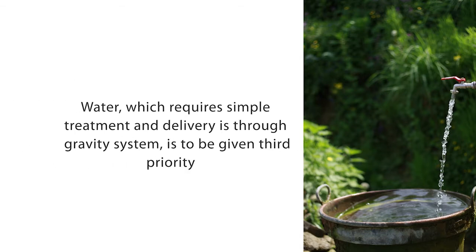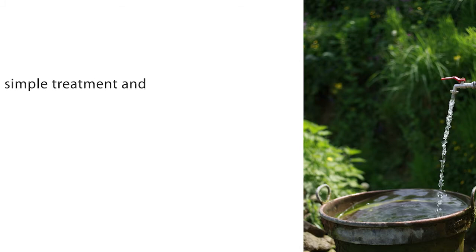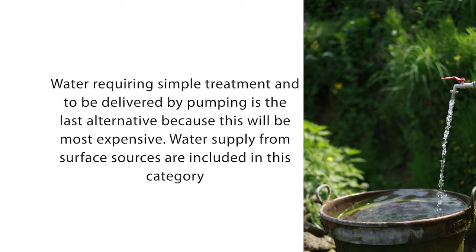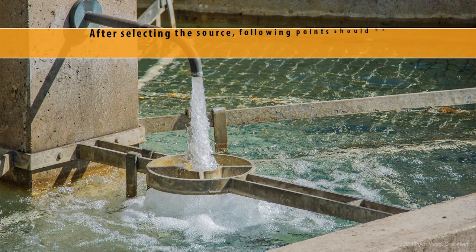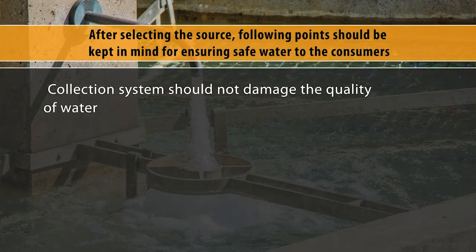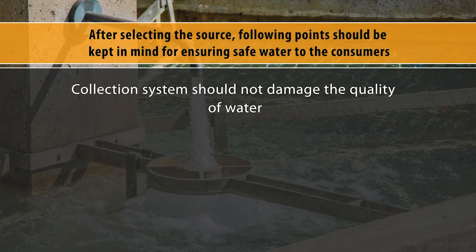Water which requires simple treatment and delivery through a gravity system is to be given third priority. Water requiring simple treatment and to be delivered by pumping is the last alternative because this will be the most expensive. Water supply from surface sources is included in this category. After selecting the source, the following points should be kept in mind for ensuring safe water to the consumers.